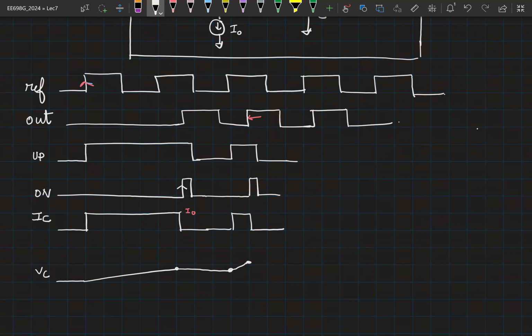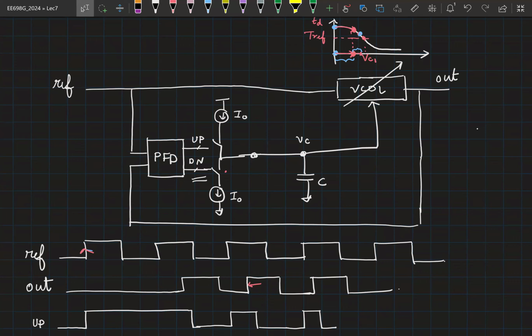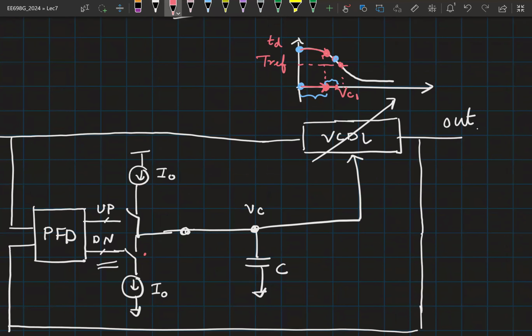Again, in the next cycle, you will detect up, then you detect down. Corresponding to that, you'll have some I naught flowing into the capacitor and VC will ramp again. So this will keep happening every period and eventually it will settle down to the magic value of VC1. Right? So every period, your VC is moving closer and closer to this VC1 value and eventually it will come and settle down.